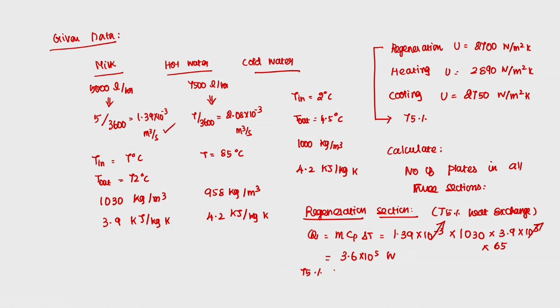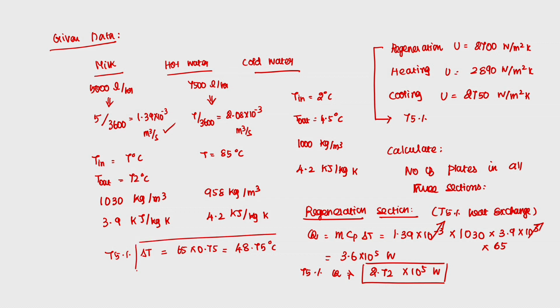So, 75% of this Q is nothing but 2.72 into 10 to the power of 5 watt. So, this much heat is being exchanged in the regeneration section. Another one is the 75% of the temperature difference as well, because if you see Q is nothing but UA delta T. U is constant throughout and area is also. So, whatever the 75% of the heat exchange, we can also calculate the 75% of the delta T across the regeneration section, which is the total delta T, 65 into 0.75, which is nothing but 48.75 degree centigrade. So, this is the delta T which happens in the regeneration section.